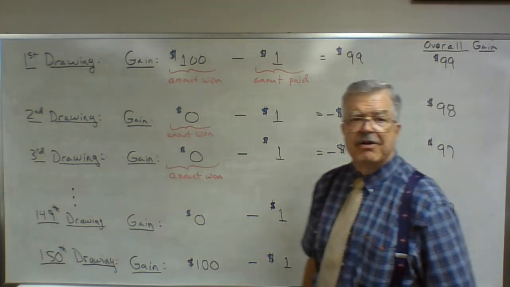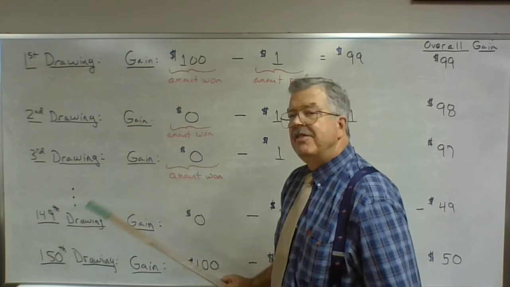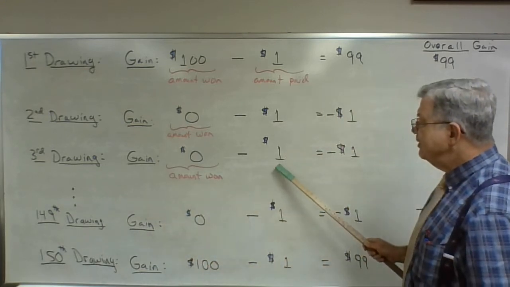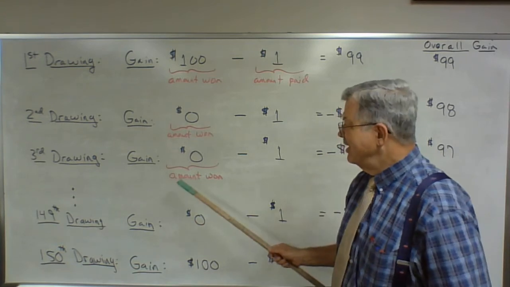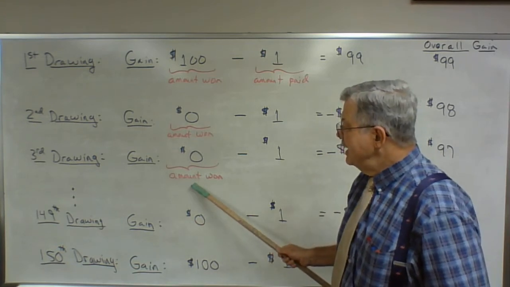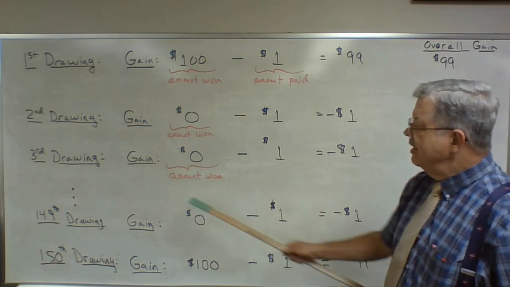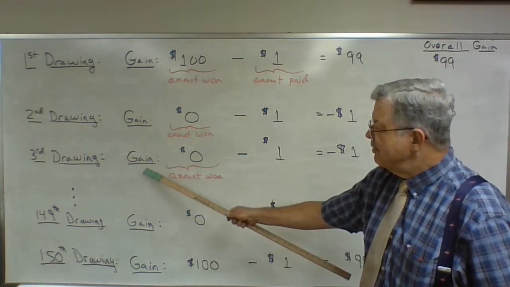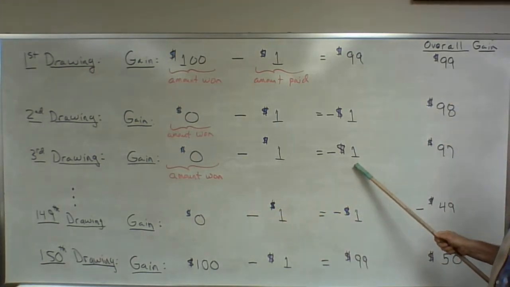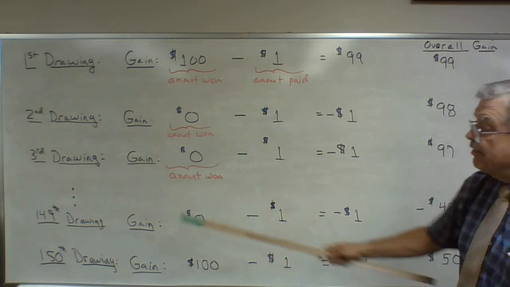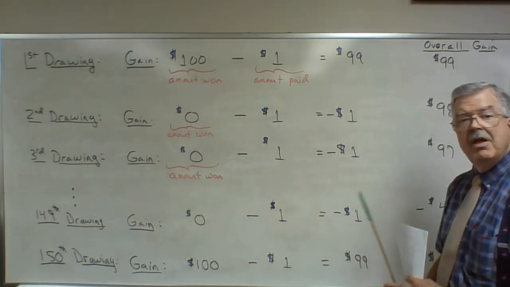So they're not discouraged. They buy a third lottery ticket. They pay $1 for the lottery ticket, and they don't win. So the amount that they win is zero. The amount they had to pay out was $1. Their gain for the third drawing is zero minus one, or -$1. For the third drawing, their gain is -$1.